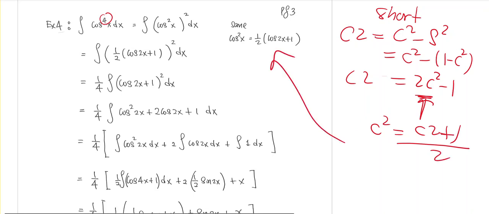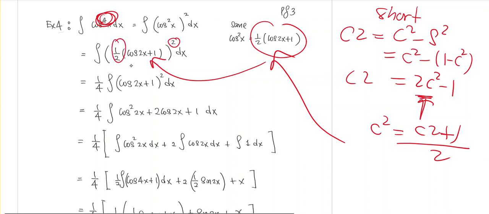So cosine power 4 can be written as cosine squared x and then squared again. Inside these brackets, you can substitute this whole thing right inside here. We are only replacing the things in the bracket, which means that we still have a square right here. Once you have that, you can expand this because we know how to square something. So it's not going to be a problem.